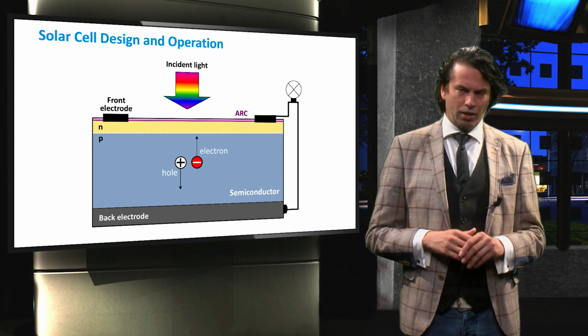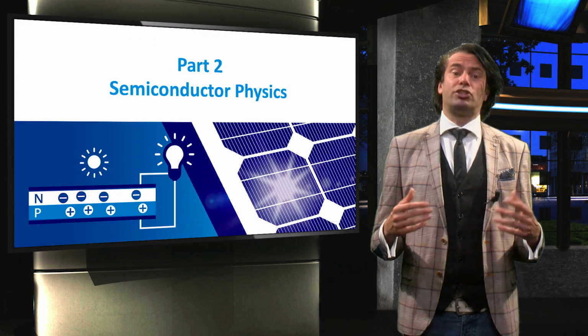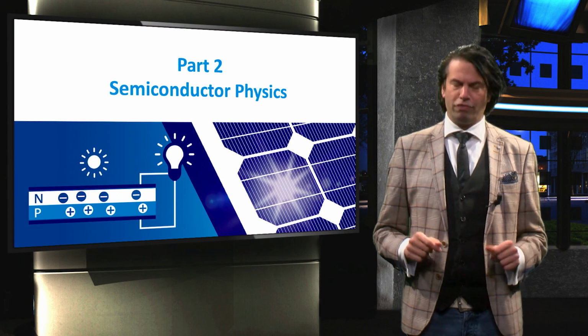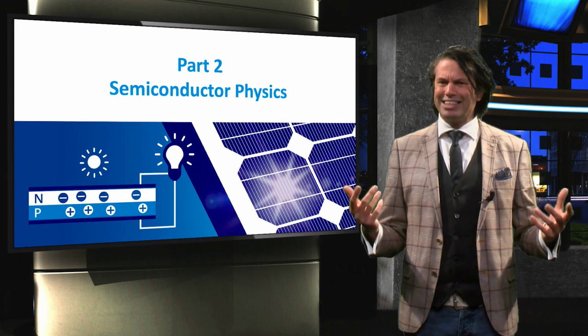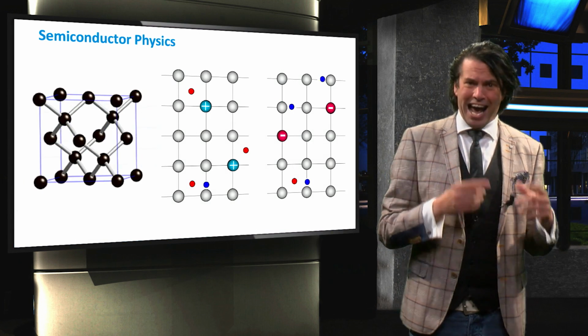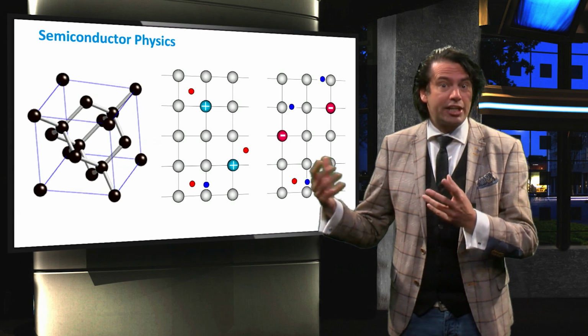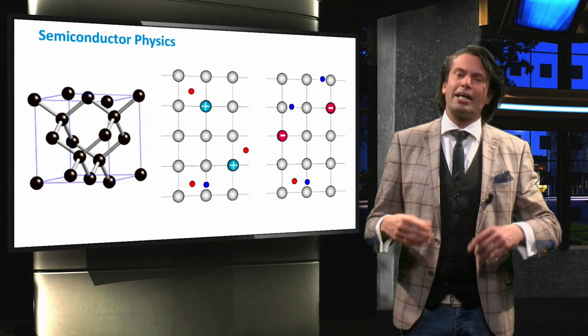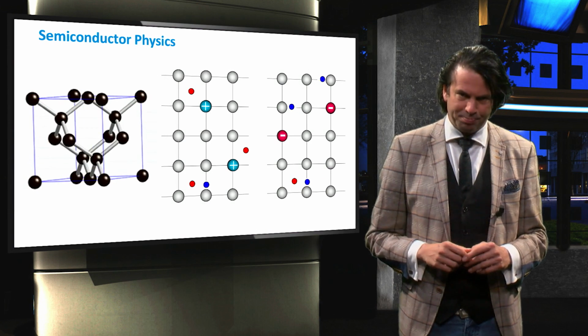Since solar cells are based on semiconductor materials, the next 4 weeks will focus on semiconductor physics. We will answer questions regarding atomic structure of a semiconductor material and the existence of mobile charge carriers, electrons and holes in it and how their concentration can be manipulated by doping.